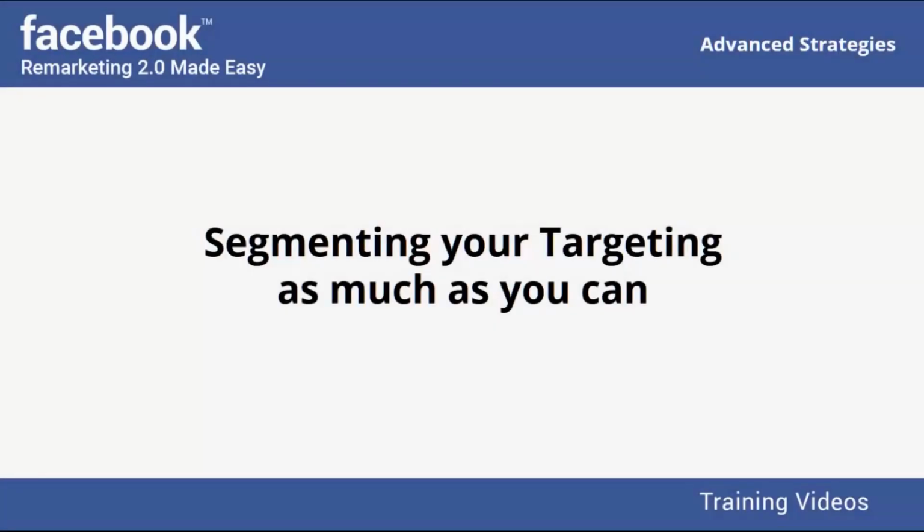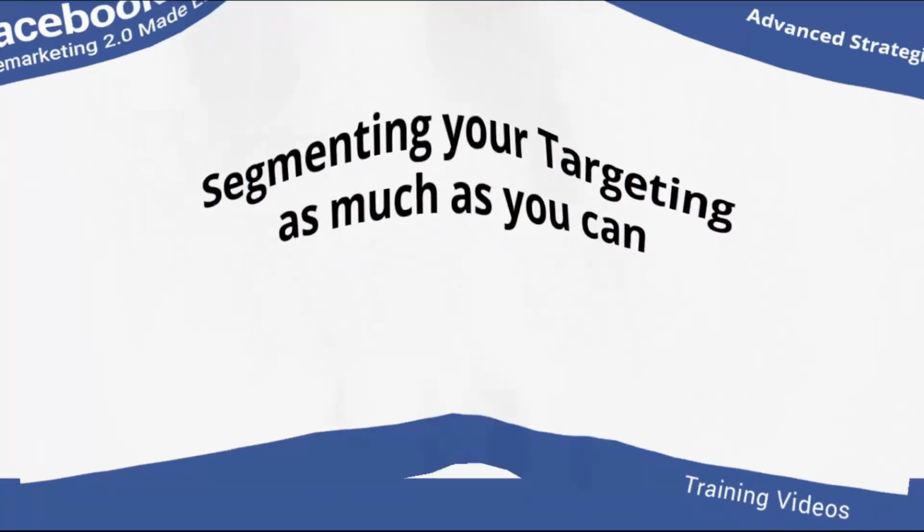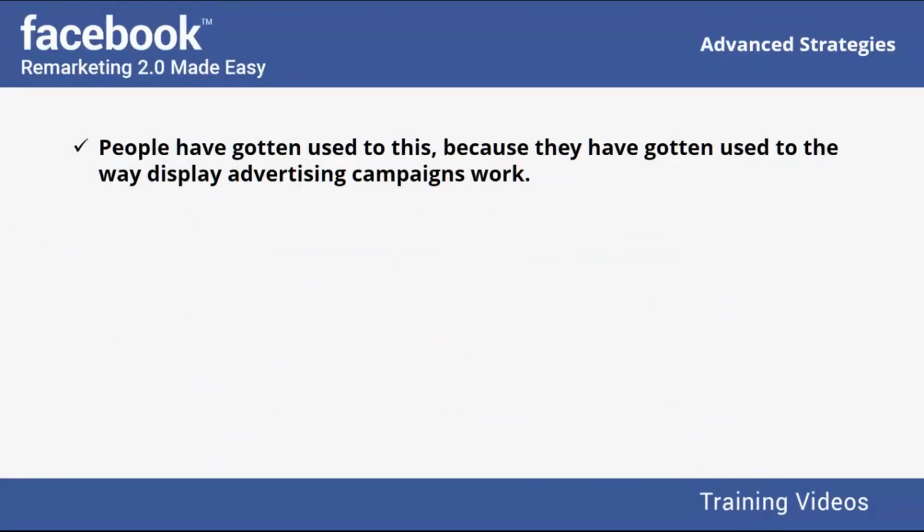Segmenting your targeting as much as you can. One of the greatest mistakes people and businesses make when doing remarketing is they gravitate towards remarketing to the largest number of people possible. In other words, they're trying to reach too many people to see who bites and who doesn't. People have gotten used to this because they've gotten used to the way display advertising campaigns work, where you don't have too much control over who you target and who you don't.